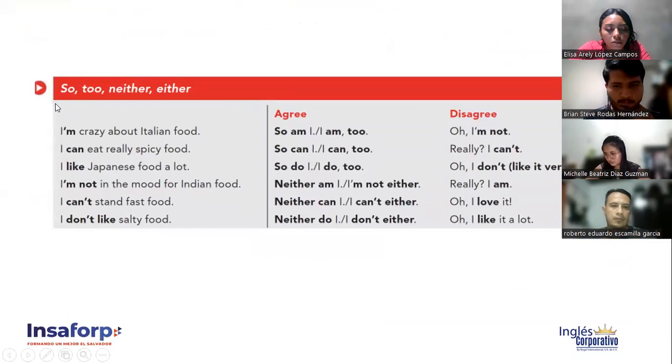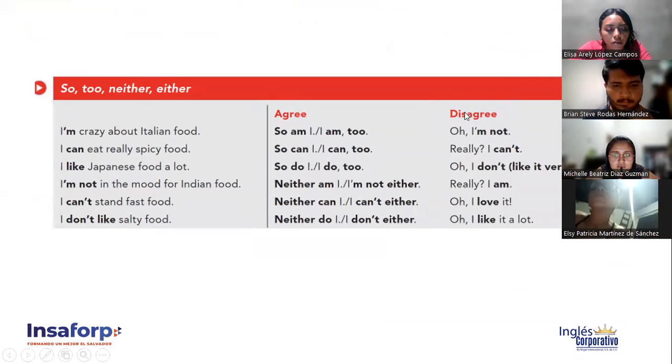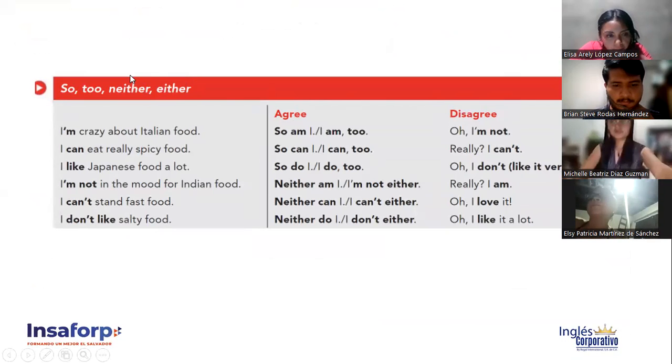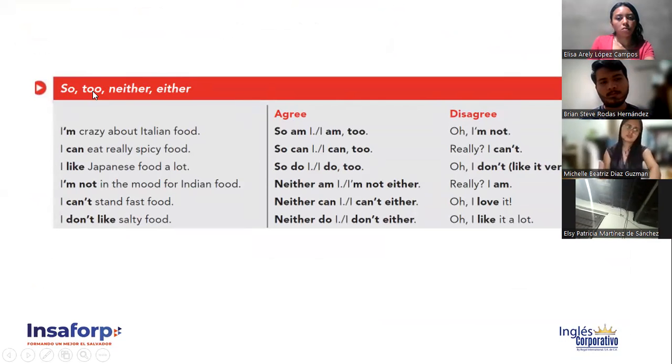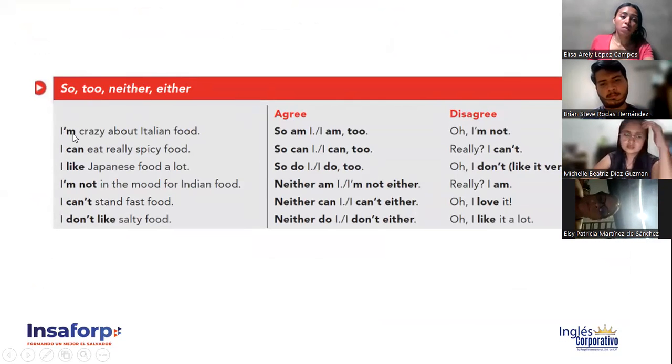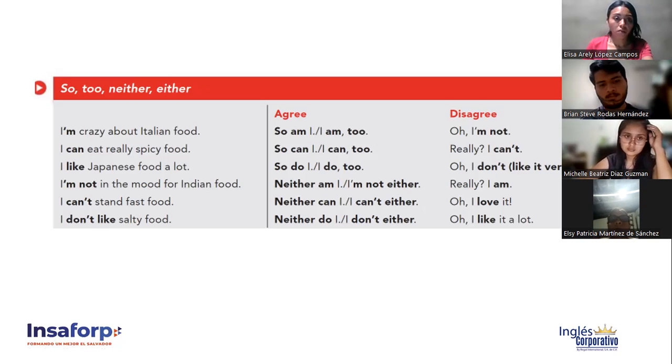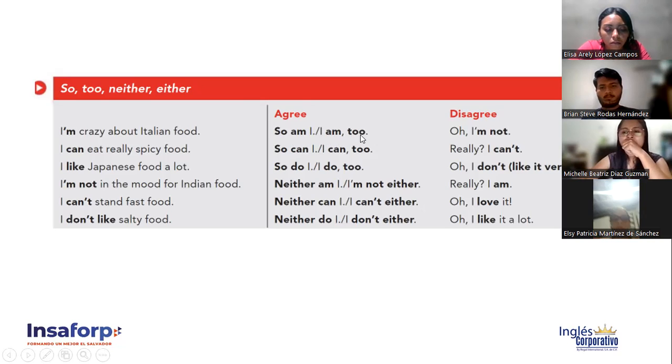Ese es el caso de so, que se usa para decir que está de acuerdo, como decir yo también. Para disagreement, usamos neither y either, que es decir tampoco, yo tampoco. Okay? Agree with you, so and too. For example, tenemos aquí, I'm crazy about Italian food. I love Italian food so much. Entonces, como está usando el verbo to be, I'm crazy, digo, so am I, or I am too. Son las dos maneras en cómo puedo decir yo también. Pero si yo quiero decir yo no, oh, I'm not.